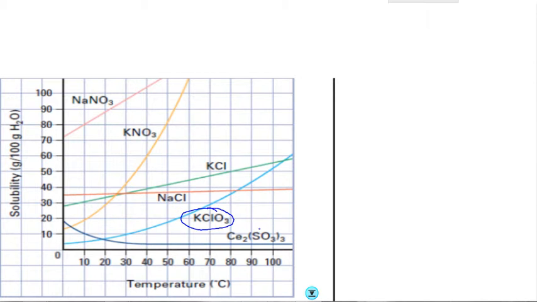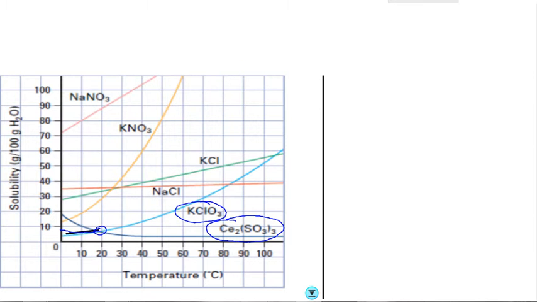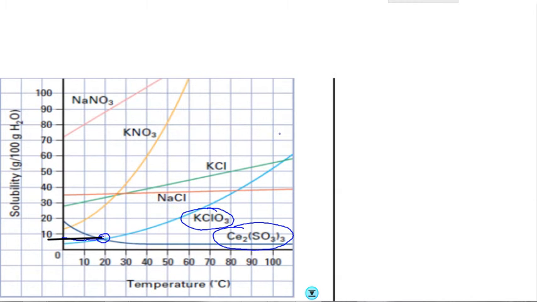At what temperature is the solubility of potassium chlorate and selenium sulfite the same? Well, the solubility of both of them, oops, sorry about my unsteady hand there, is the same at this point here. I should use the little arrow. Okay, so the solubility of both of them there is at about 7 or 8 grams per 100 grams. Okay, and that is at roughly 19 to 20 degrees Celsius. So the solubility of both of those is exactly the same at 19 to 20 degrees Celsius.